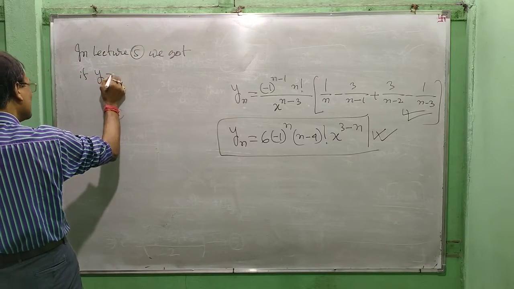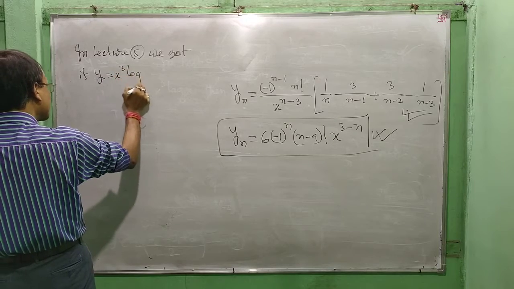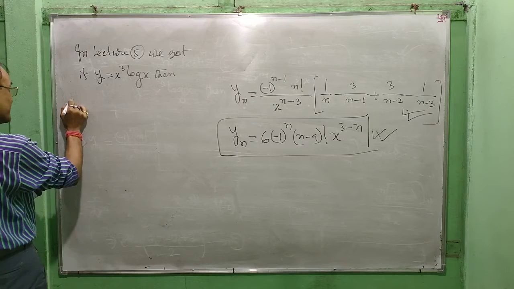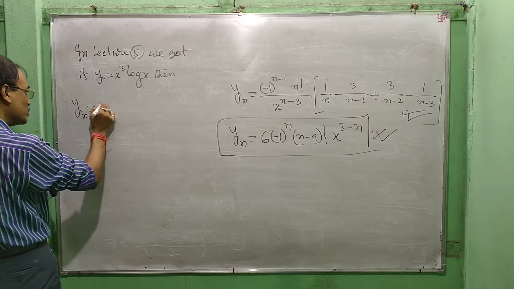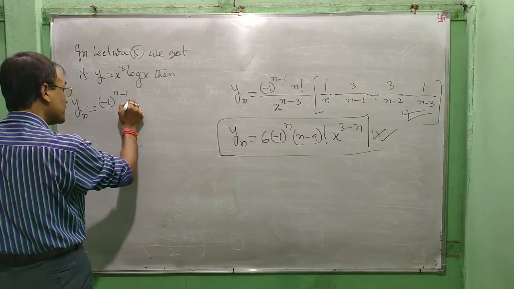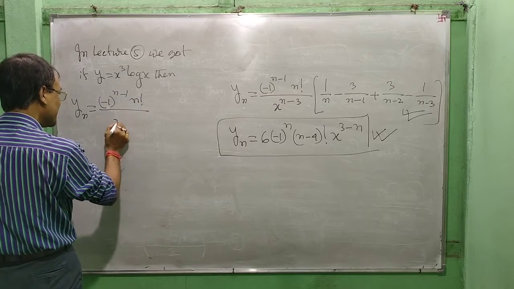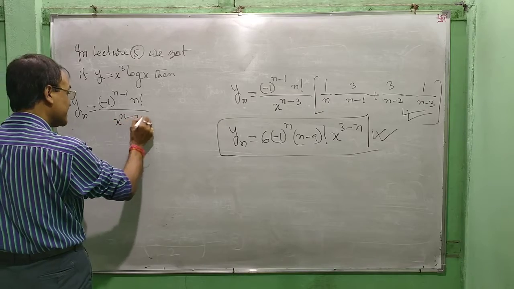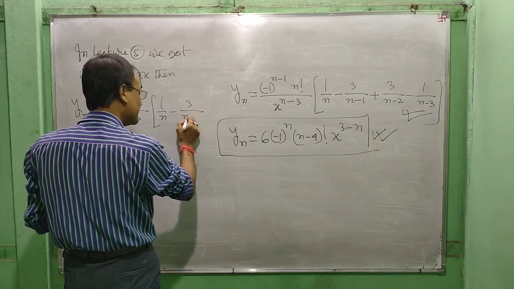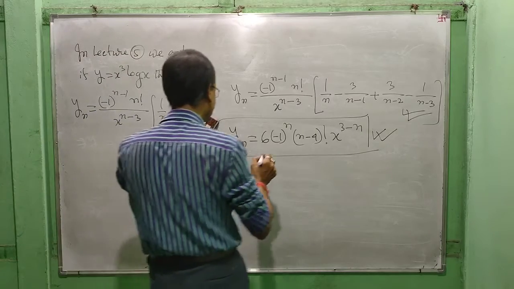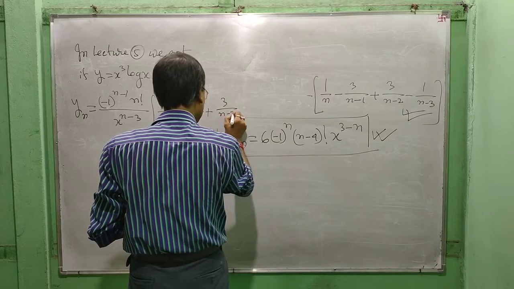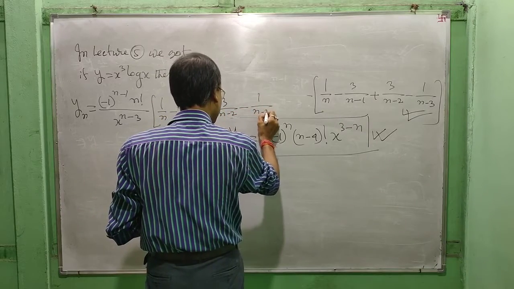if y equal to x cube log x, then yn is equal to (-1)^(n-1) factorial n divided by x^(n-3). We got this: 1 by n minus 3 by n minus 1 plus 3 by n minus 2 minus 1 by n minus 3.